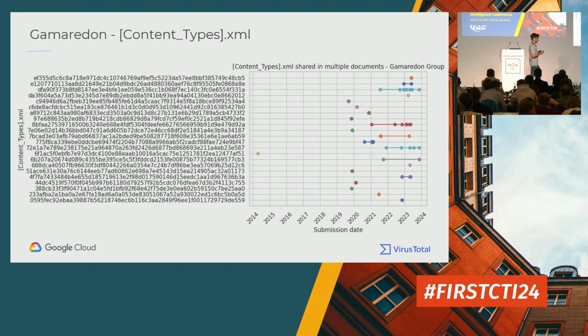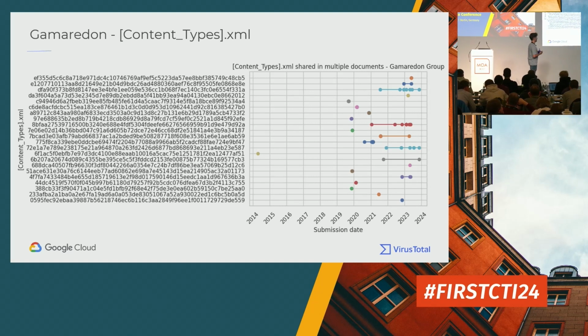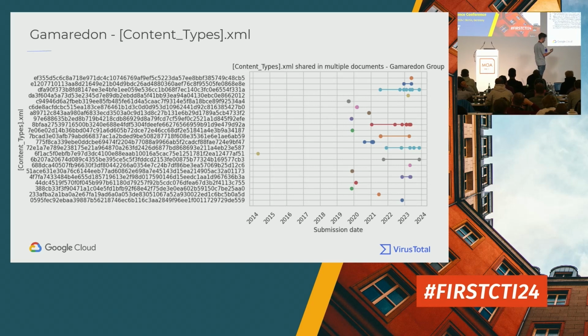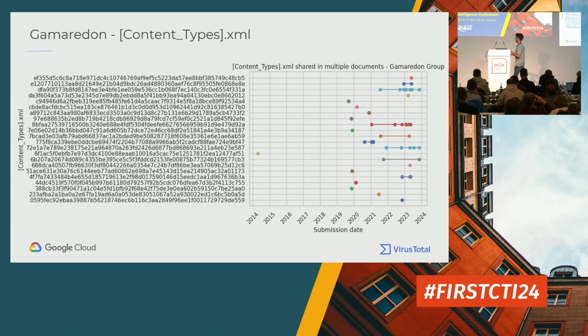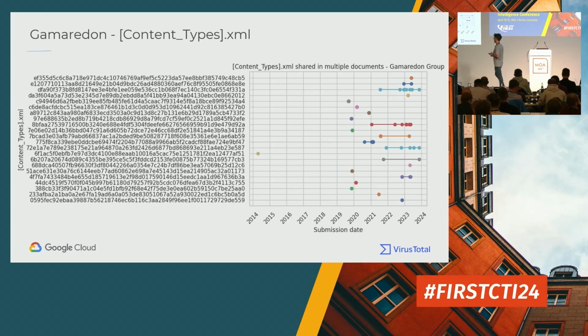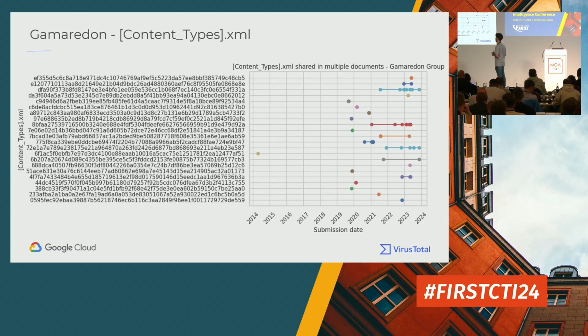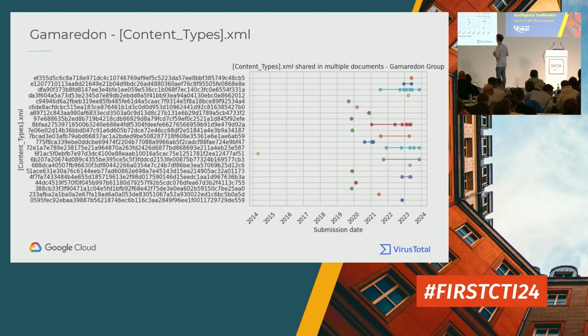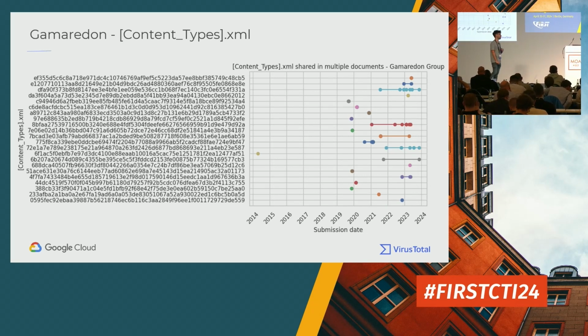The other thing that I wanted to explore was how Gamaredon is using the same content types over time during their operation. And this is the graph that I got. All those hashes are related to the content types that were used by Gamaredon at some point in time. As you can see, there are some content types that were used at different points in time, but some of them were used at the same time, on the same day or on the following days.